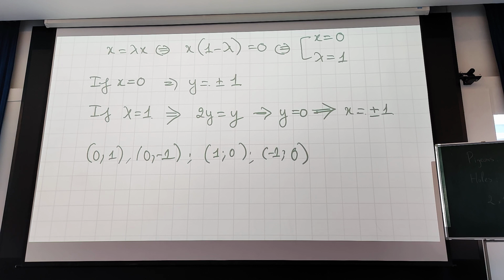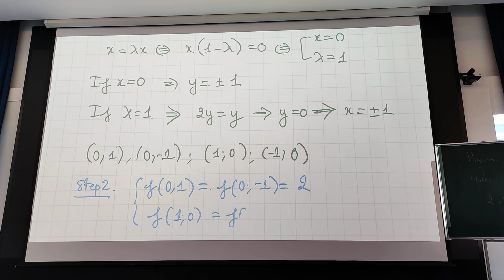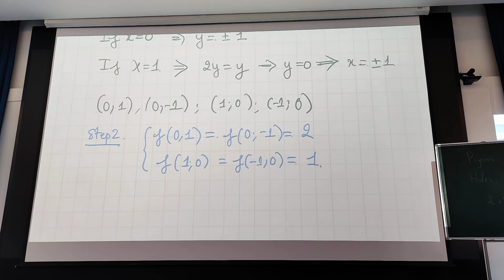Step 2. We need to evaluate the value of f at the points. f(0, 1) equals f(0, -1) and equals 2. f(1, 0) equals f(-1, 0) equals 1. So you can see that here this is the maximum, the global maximum, right?